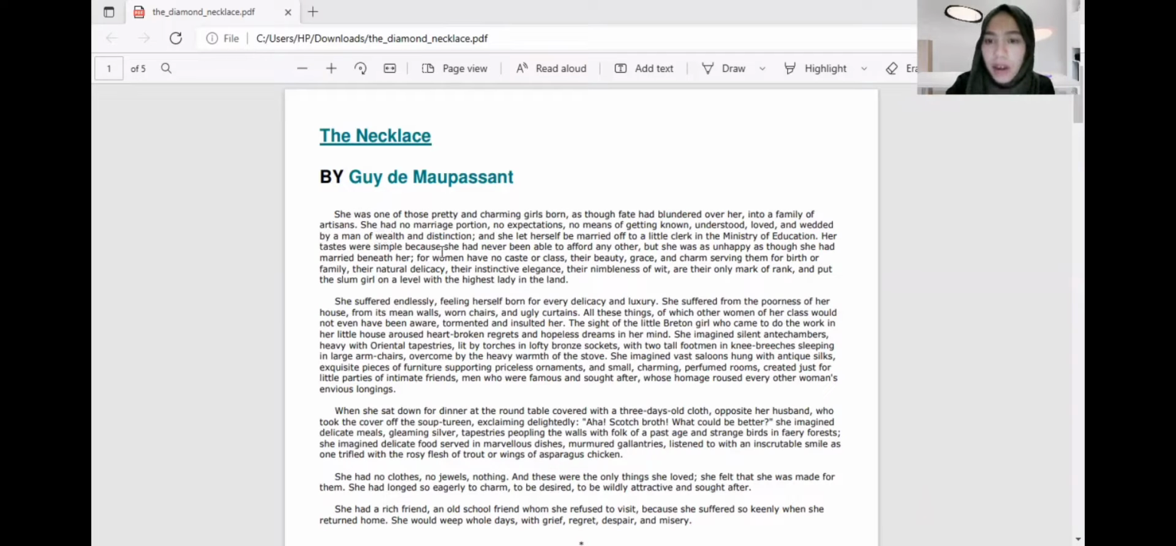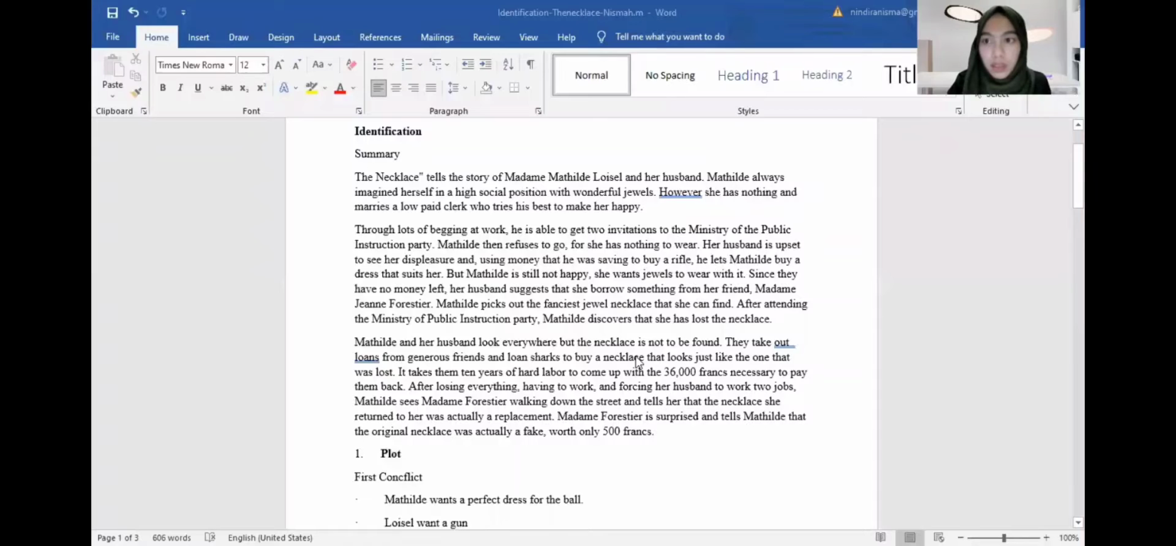I will read only one paragraph, but I think this is a little bit difficult to understand for you guys, so I have provided what I have identified. I will show you. So this is the one that I have identified. I will read the summary first and we can go to the plot and characterization. So the summary.